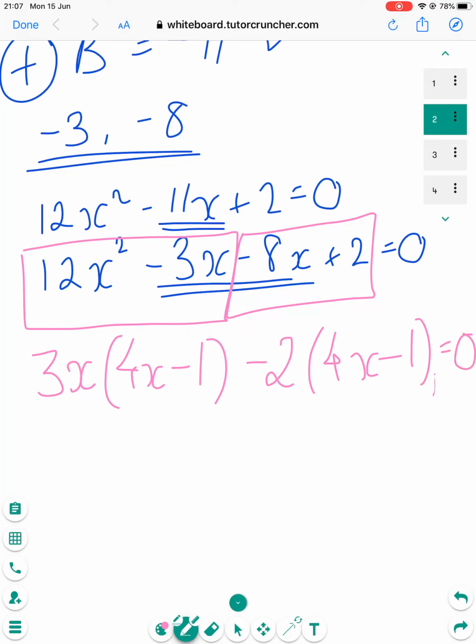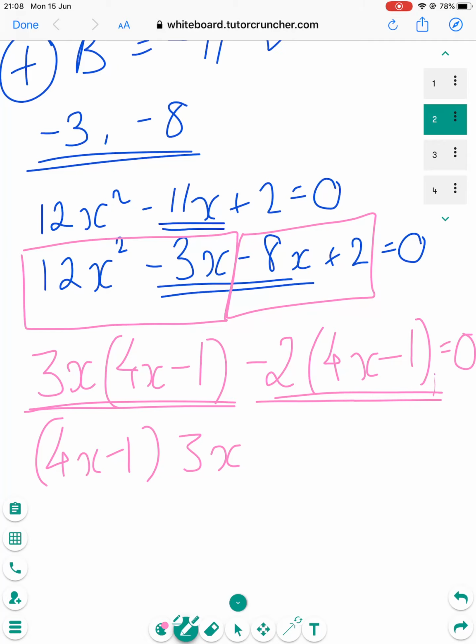Okay, so now we've got the same set of brackets, 4x minus 1, so we can factorize again. 4x minus 1, take that out of the first section, we are left with 3x. Do the same for the second section, if we take 4x minus 1 out, we are left with minus 2.